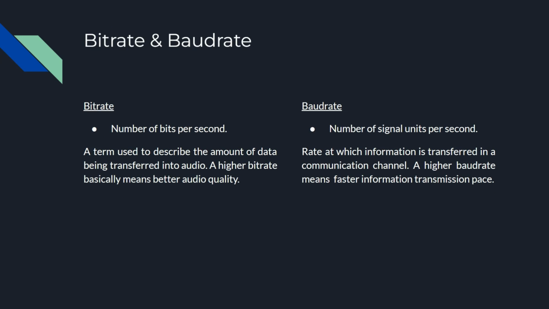What about bitrate and baud rate? Bitrate is the number of bits per second. It is a term used to describe the amount of data being transferred, as in audio. A higher bitrate basically means better audio quality, while baud rate is the number of signal units per second. It is the rate at which information is transferred in a communication channel. A higher baud rate means a faster information transmission pace.